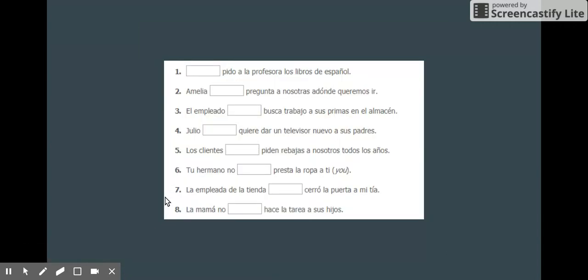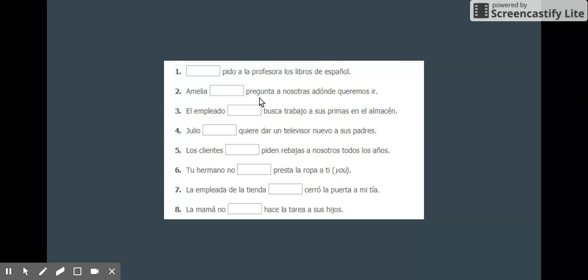So for the first homework assignment, all you have to do is put in the corresponding indirect object pronoun. So first, you have to identify the indirect object and then figure out what the corresponding pronoun is. So for number 1, pido a la profesora los libros de español. I asked the professor for the Spanish books. To whom do we ask for the Spanish books? To the professor. So la profesora is the indirect object of the sentence. The corresponding pronoun, since it's singular, would be le. So it would be le pido a la profesora los libros de español.